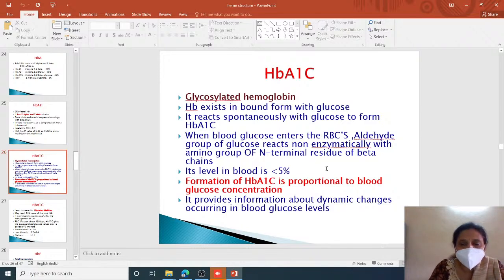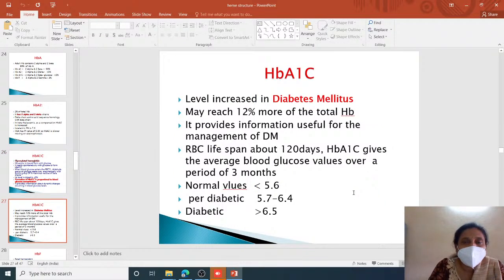Its concentration is less than 5%, and formation of HbA1c is directly proportional to blood glucose concentration. The HbA1c concentration provides information about the changes occurring in blood glucose levels. Diabetes mellitus is characterized by hyperglycemia, increased blood glucose levels. So HbA1c levels are increased in diabetes mellitus because formation of HbA1c is proportional to blood glucose.